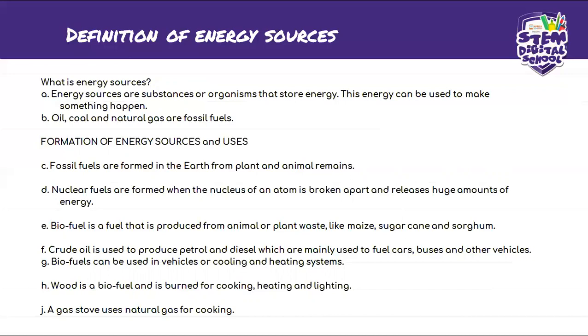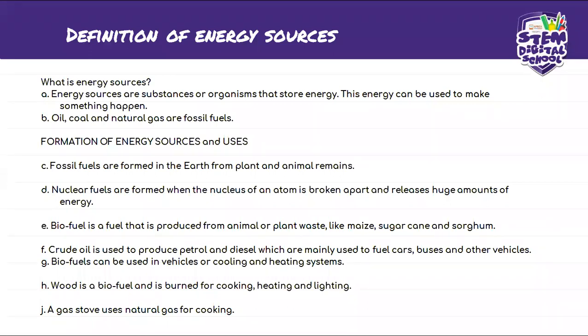Fossil fuels are formed in the earth from plant and animal remains that died a long time ago. So we see in Asia or the Middle East, those countries that have a large quantity of crude oil can mine it and then they get a lot of energy. They drill it from underground, from the earth.